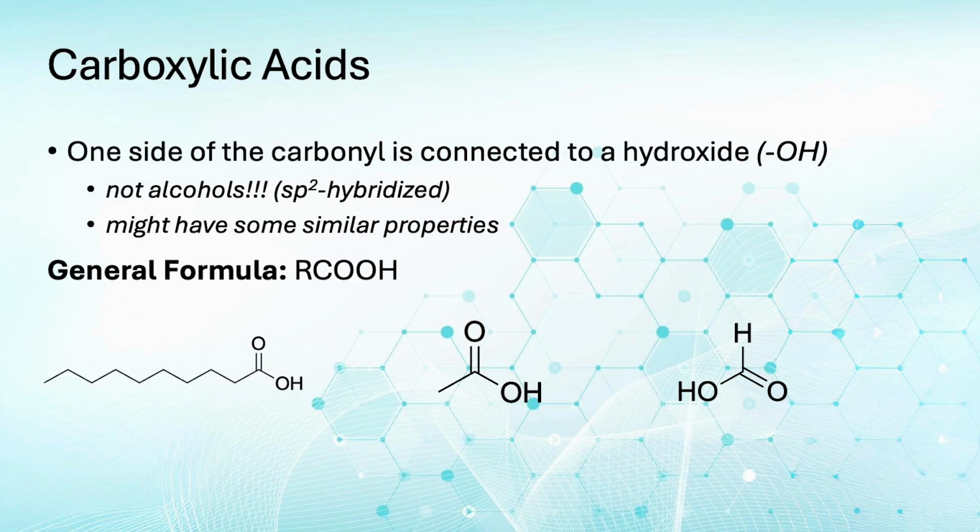Carboxylic acids don't need to have a chain connected to the carbonyl carbon. The R group can be 10 carbons, 1 carbon, or even a hydrogen. This would be our simplest carboxylic acid, with a special name, formic acid.